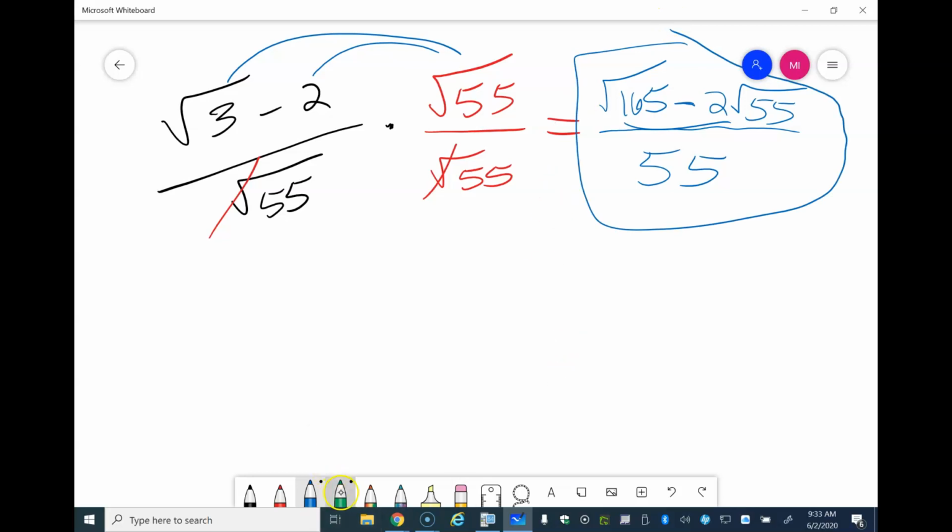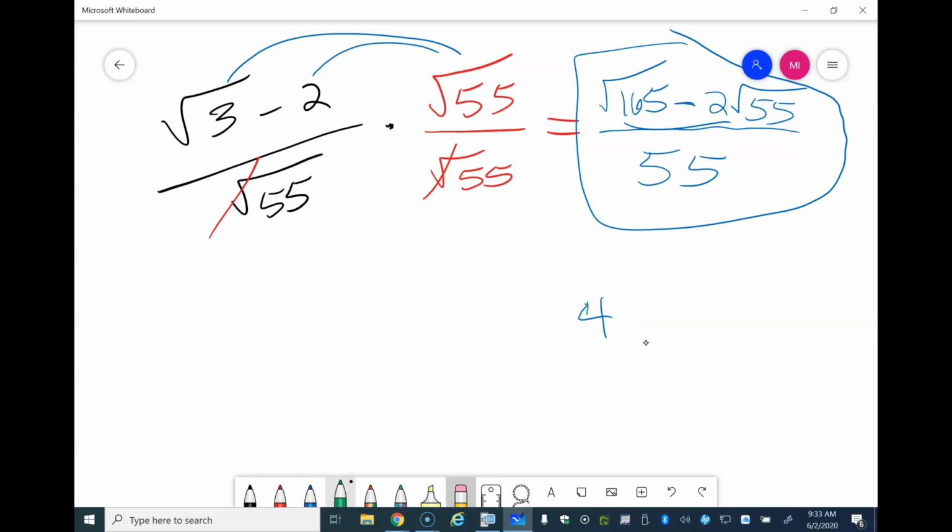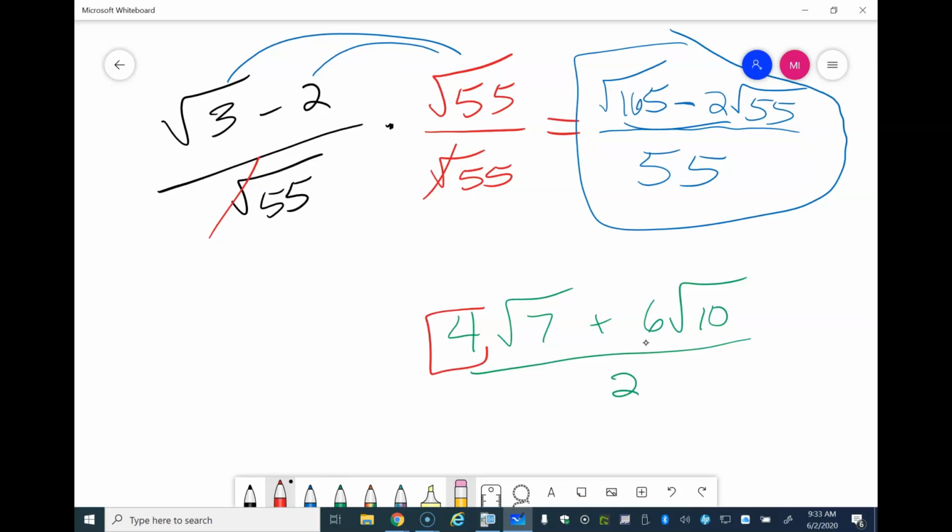Now, the last part I want to make sure we understand as far as simplifying: if I had a number in front, so if I had maybe a 4 here, square root of 7, plus, let's do maybe 6, the square root of 10, all over 2. Because I have a number out in front here, out in front here, and out in front here, I can actually take this and reduce it.